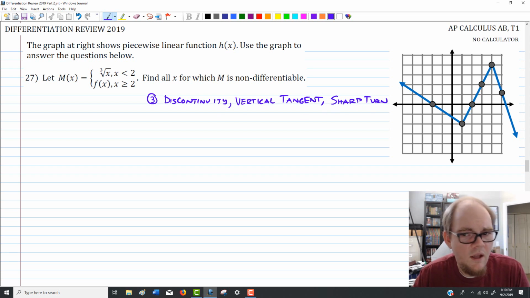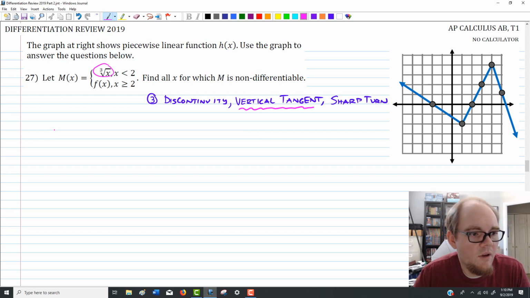In this case, a couple different pieces for us to look at here. Okay. So the first thing I see is this cube root. Cube roots are known for having a particular type of discontinuity. They typically are the vertical tangent situation.